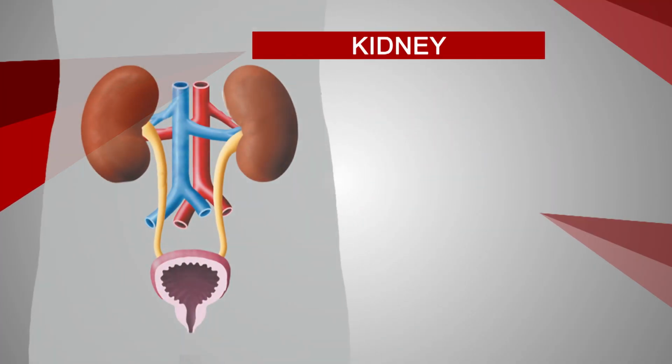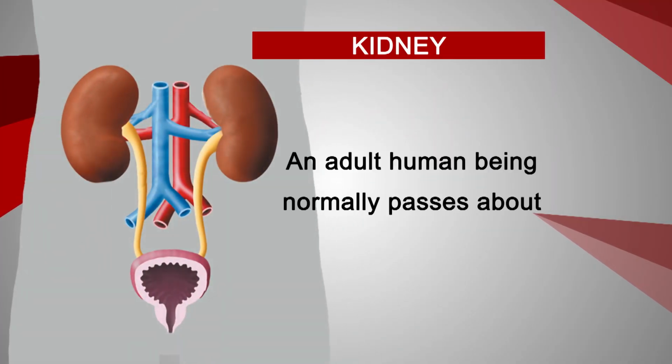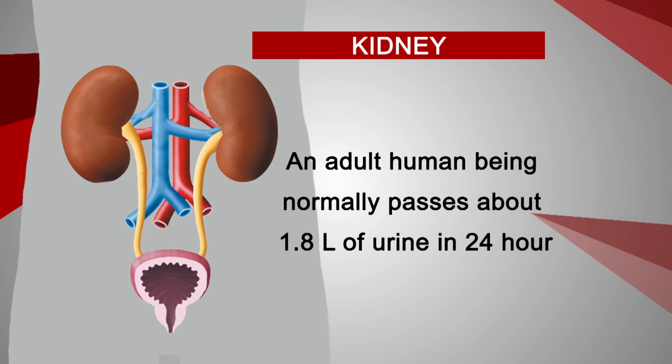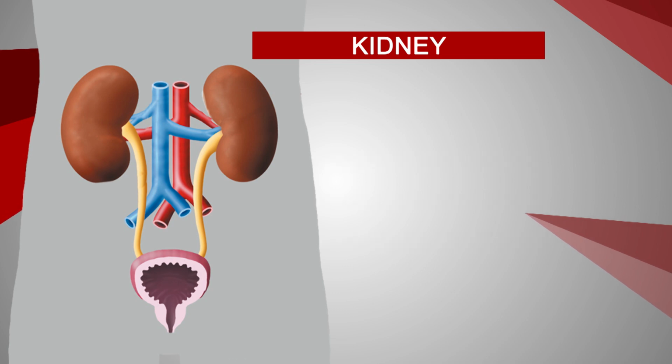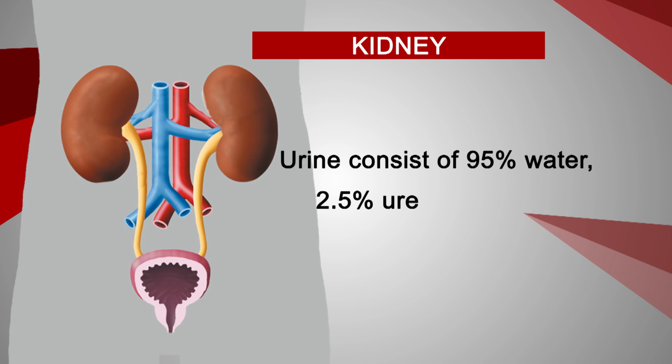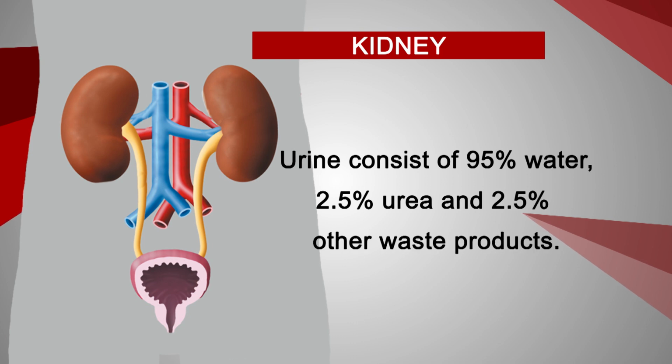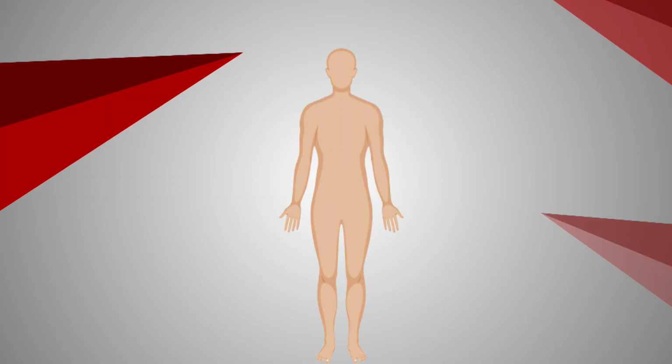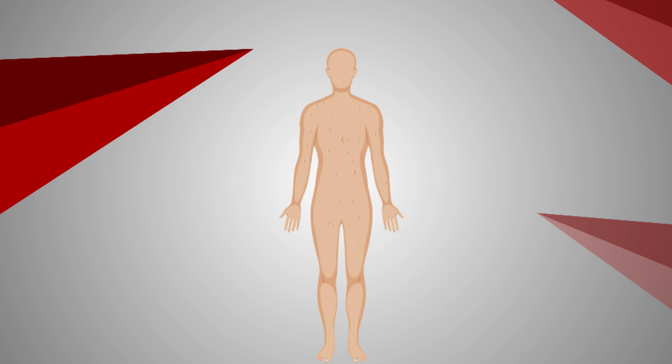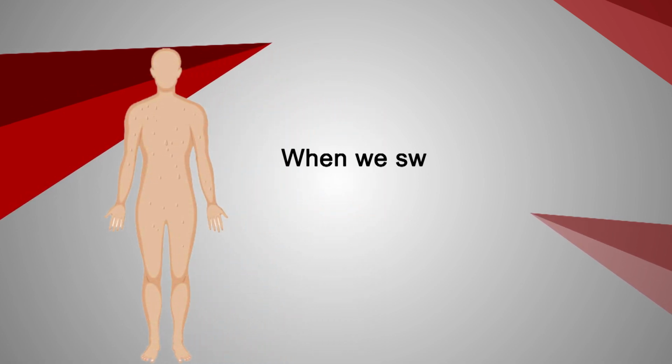An adult human being normally passes about 1.8 liters of urine in 24 hours. The urine consists of 95% water, 2.5% urea and 2.5% other waste products. Sweating also plays a minimal role in excretion. It carries out salt and water from the body. When we sweat, it helps to cool our body.